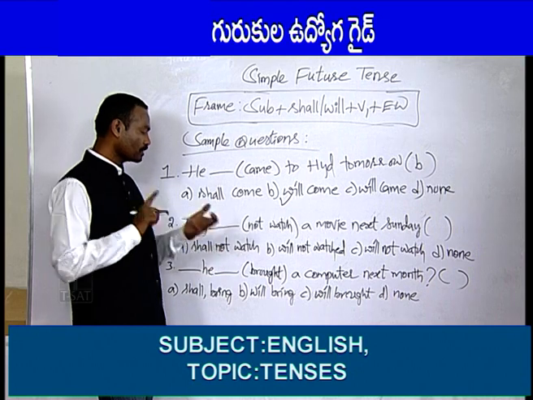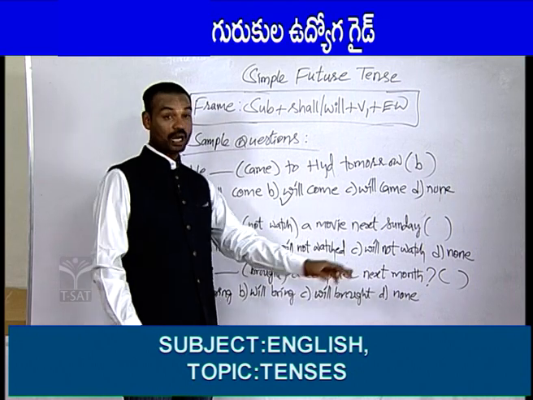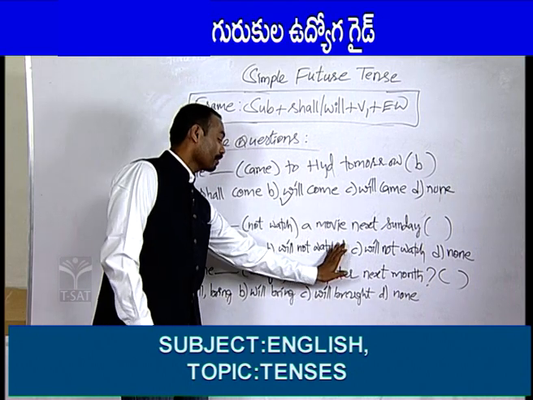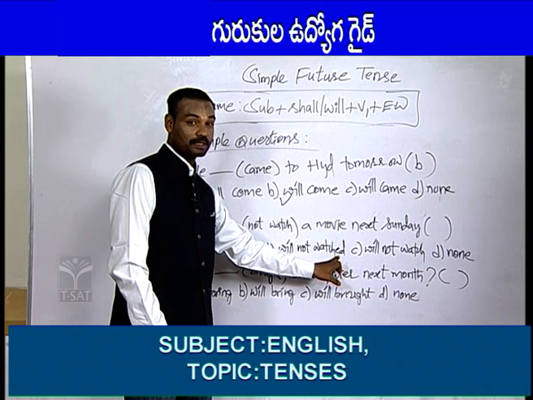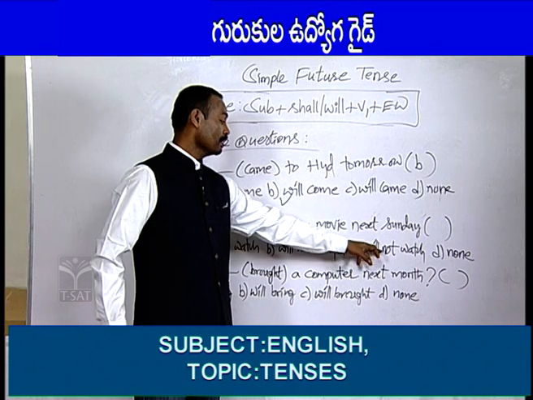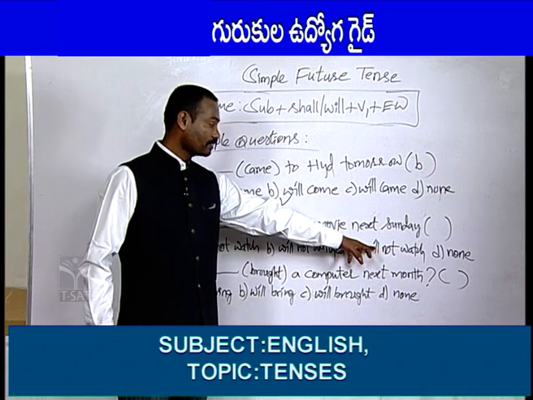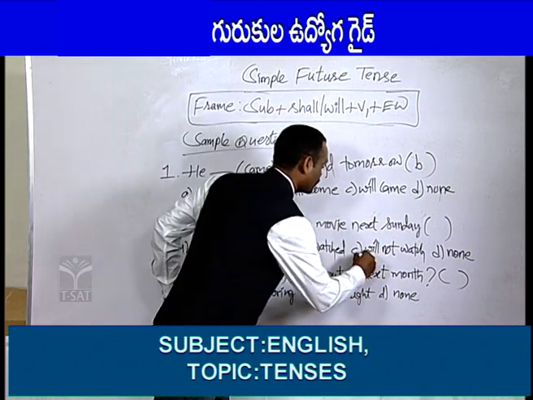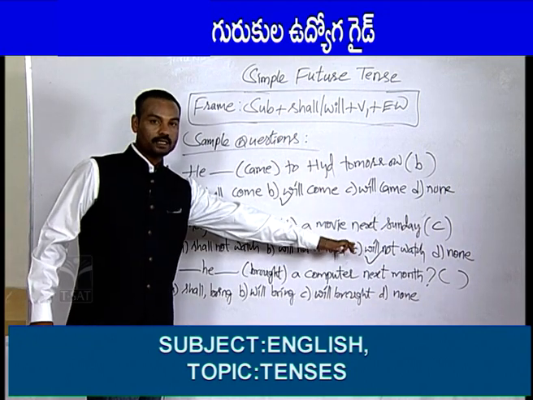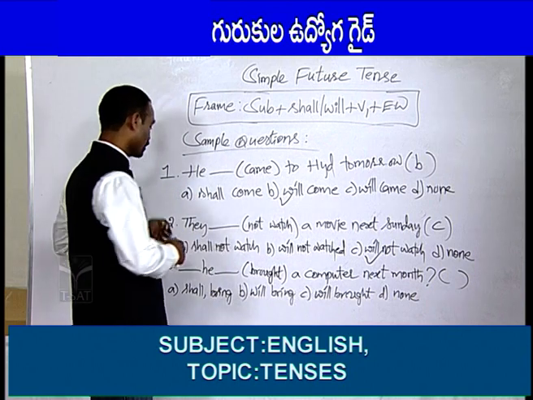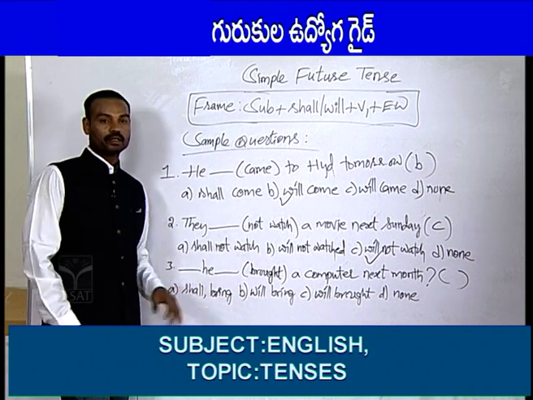Option A, "shall not watch," wrong. Option B, "will not watched." Up to here it is right, but here they gave V2. V2 should not be used in simple future. Option C, "will not watch," is the right answer. Yes, the answer is C. In the second question, the right answer is C. Next, let's see one more example here.